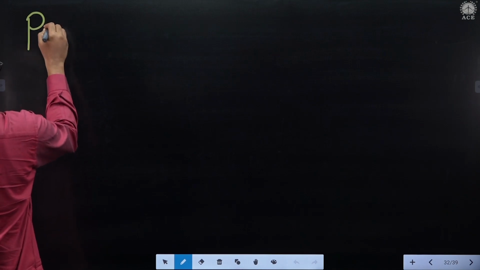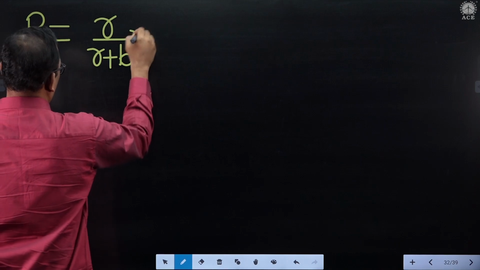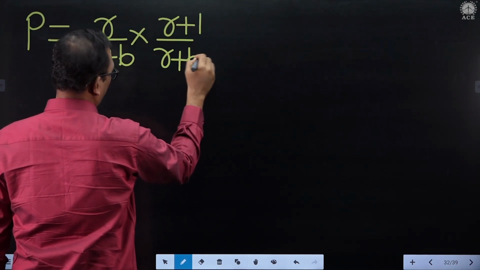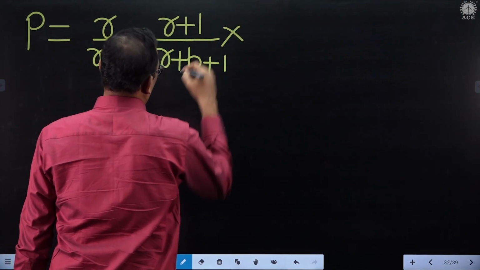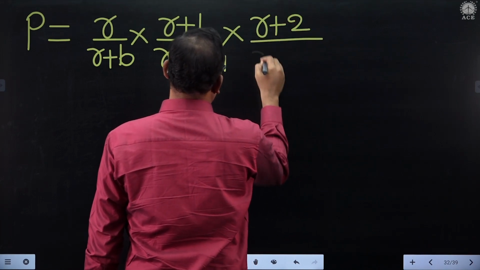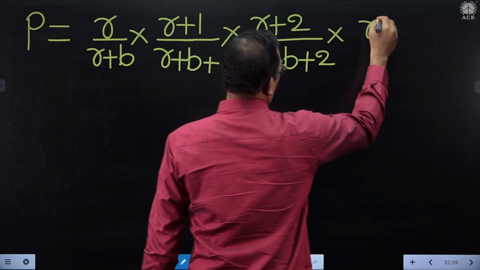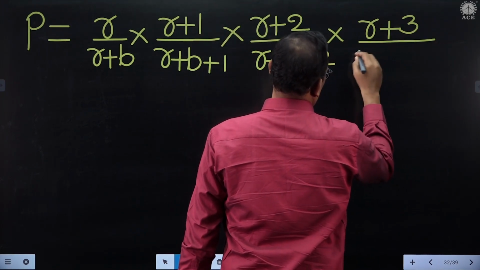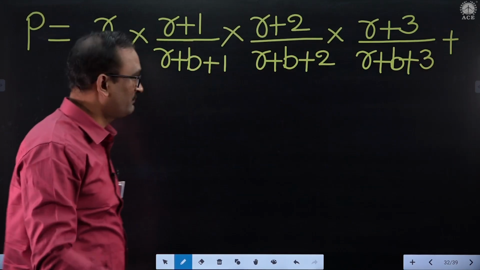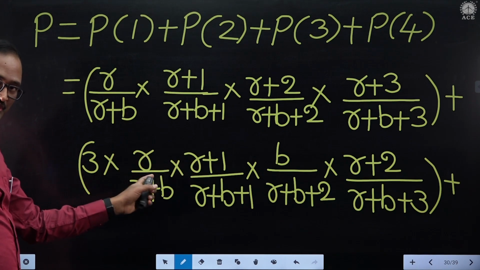So P is equal to, first one is R by R plus B into R plus 1 by R plus B plus 1 into R plus 2 by R plus B plus 2 into R plus 3 by R plus B plus 3. Now second bracket will be written like this: 1 time of this bracket plus 2 times of this bracket.